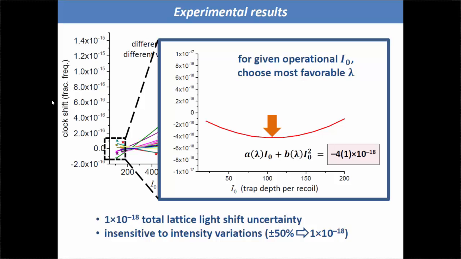And moreover, we're very insensitive to whatever the intensity is. So we don't really have to know the intensity all that well because we're sitting at this flat point here. Even a 50% fluctuation in the intensity only corresponds to a 1 times 10 to the -18 shift in the clock. And we can do much better control than that. So this is really the final result for the lattice light shifts.